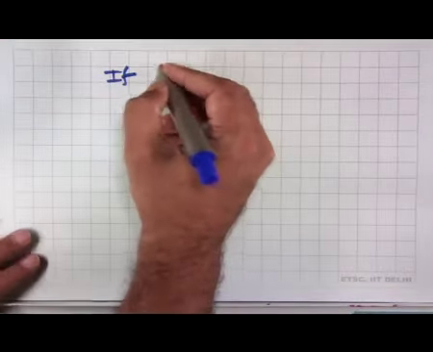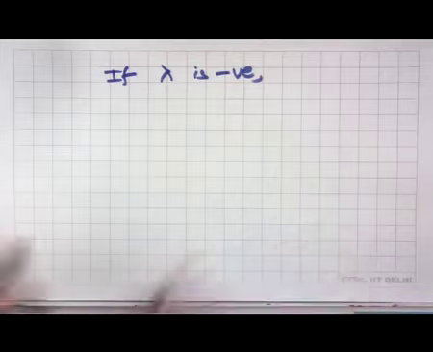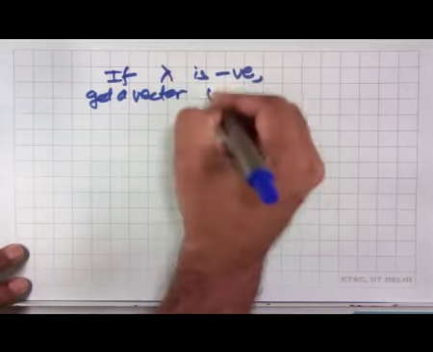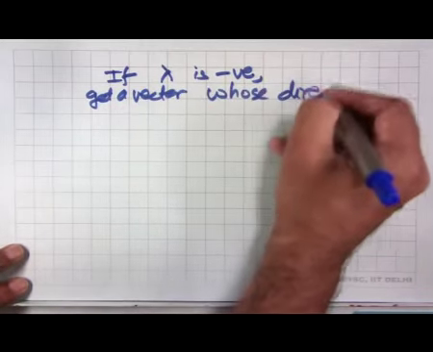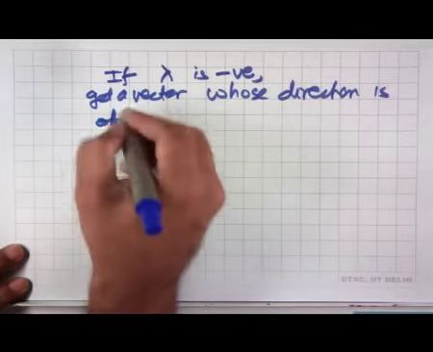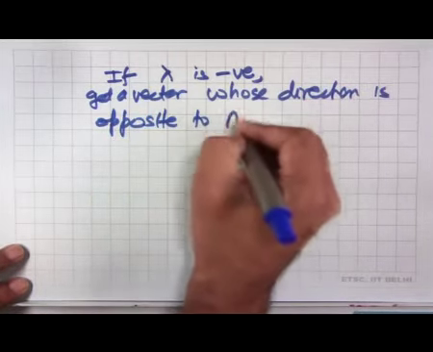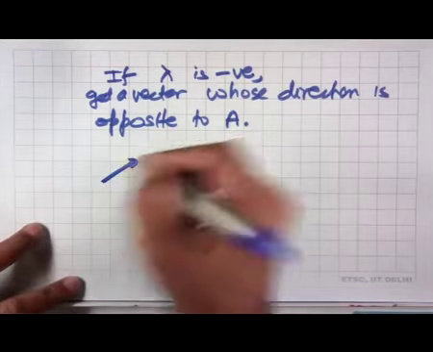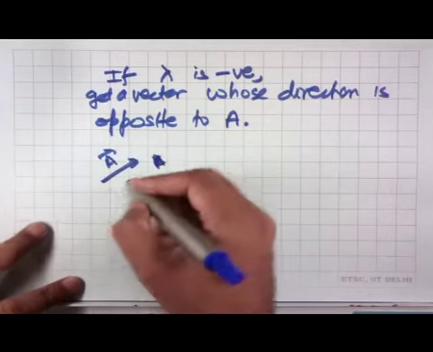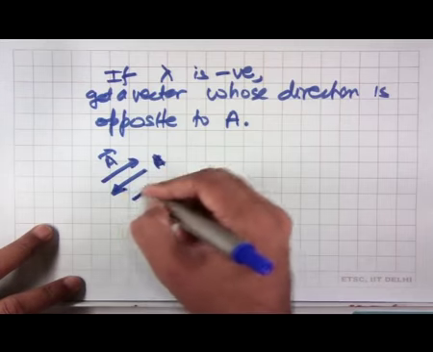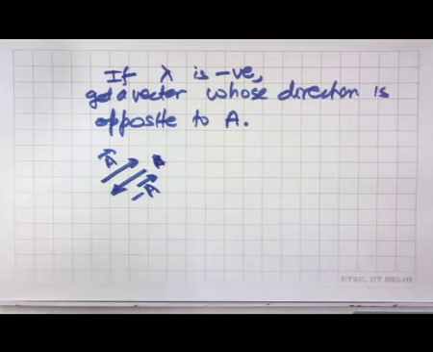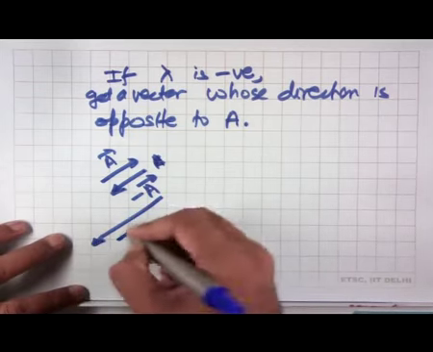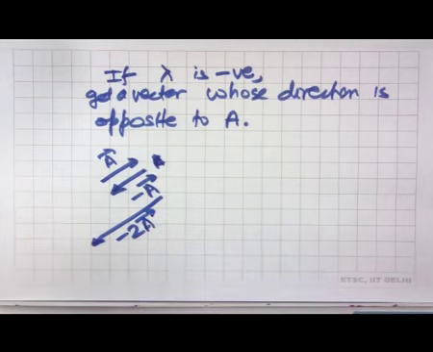If lambda is negative, then we get a vector whose direction is opposite to A. It is in the same line, but in the opposite direction. So, for example, if we have a vector A like this, then a vector of the same length in the opposite direction we write as minus A. And if there is a vector which is twice the length in the opposite direction, that will be equal to minus 2A.